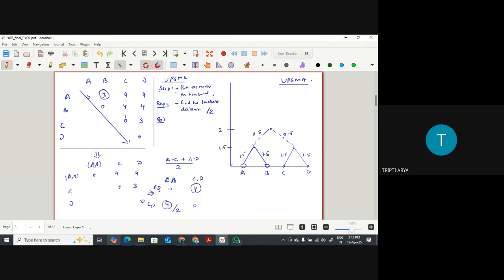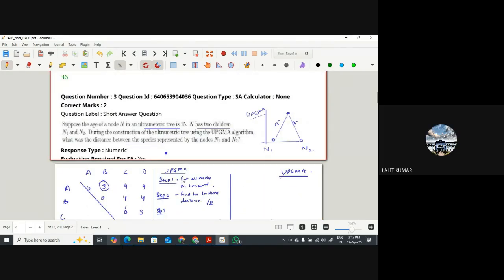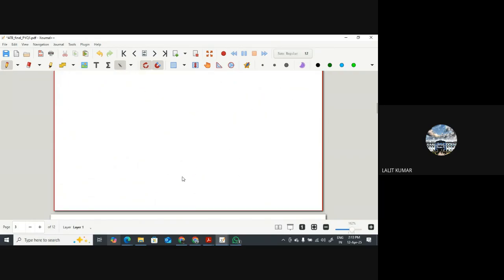Sir, I have a doubt. Can I ask? Yes, please. If in this case they have given the matrix, and they ask in the question for the distance between A and D, then in this case we'll give it as 4, right? Because the distance between A and D is 4. Yes, yes. Okay. Then we go to the next question.